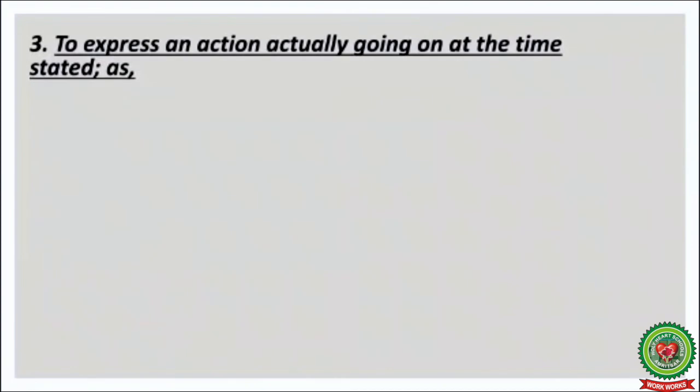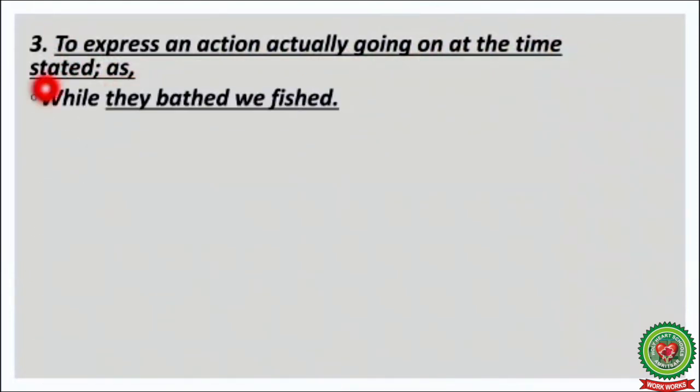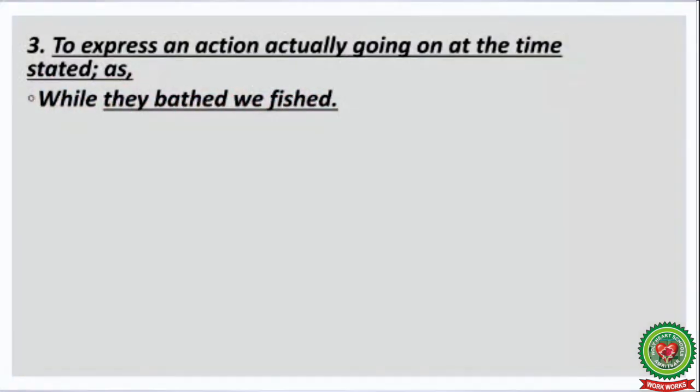The third is to express an action actually going on at the time stated. While they bathed, we fished. Children, here we are talking about two actions. One is taking a bath and the second one is fishing. Both the actions are going on at the same time, so we can use simple past tense to express both the actions.